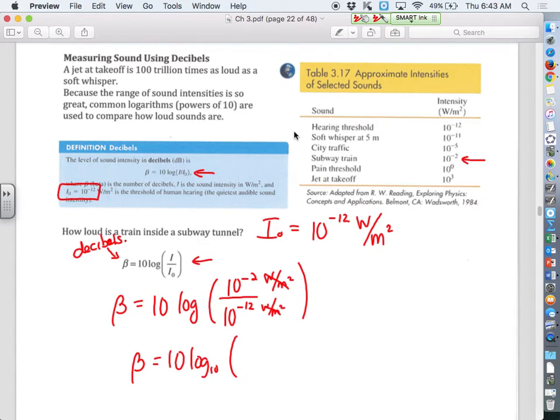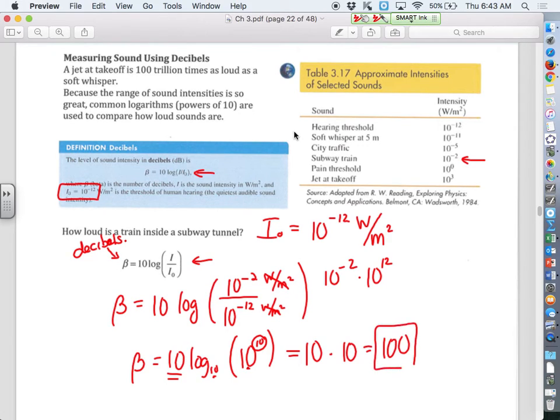And you can put this in your calculator. If I bring this 10 to the negative 12 up top, I'm going to have 10 to the negative 2 times 10 to the 12. Multiplying the same base, you would add the exponents, so it would be 10 to the 10th. And then this thing you could simplify. This log base 10 of 10, put it in your calculator if you like, but when those bases are the same, it's just equal to this exponent. So I have this 10 out in the front times this 10 would give me 100. And this would be decibels.